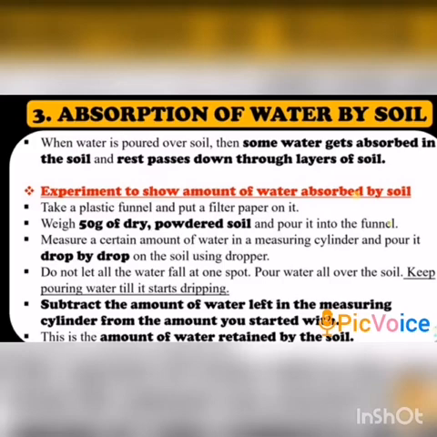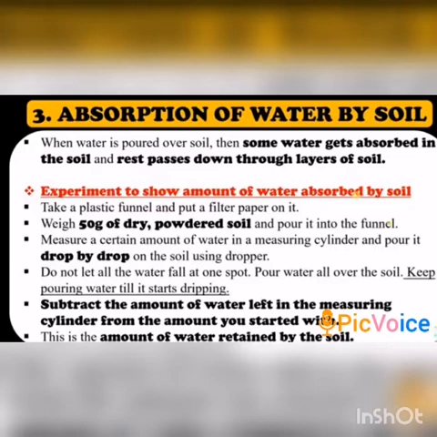Then measure a certain amount of water in the measuring cylinder and pour it drop by drop on the soil using a dropper. Don't let all the water fall at one spot. We will pour the water only drop by drop. Keep pouring water till it starts dripping. We should stop pouring water when the soil starts dripping.